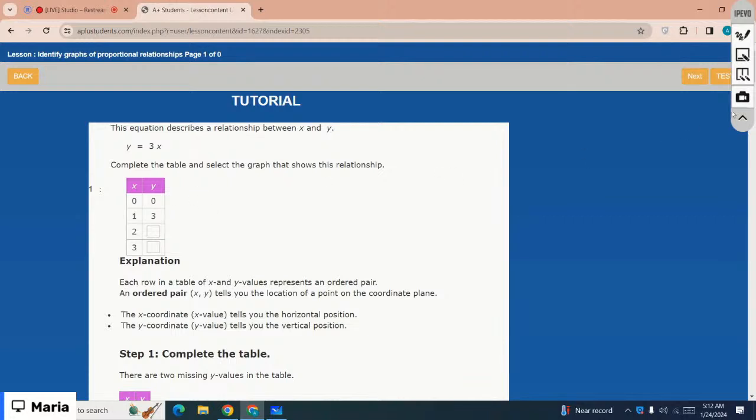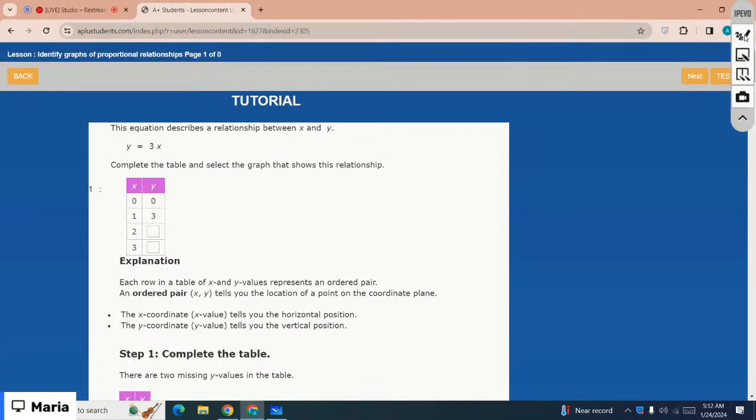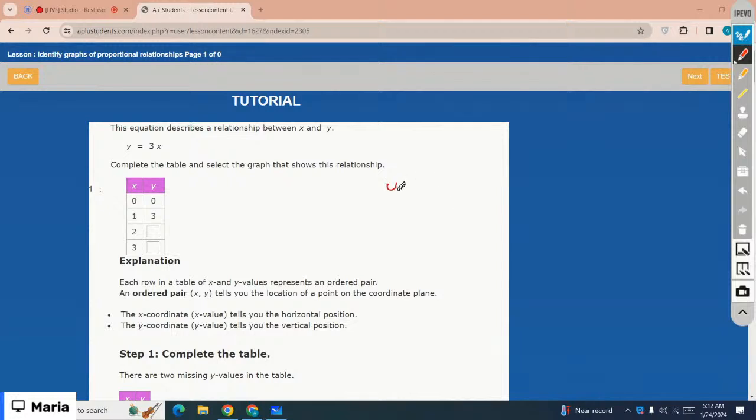First, you have to calculate the missing values. Use the equation y equals 3x. You have to find the missing values for when x equals 2 and when x equals 3. Y equals 3x. So replace the x with 2, that is 3 times 2, right? And 3 times 2 is 6, right? So that means here you have 6. Then the second one is you have to evaluate for x equals 3. So replace x with 3. So that is 3 times 3 equals 9. So the correct option is 9, right?